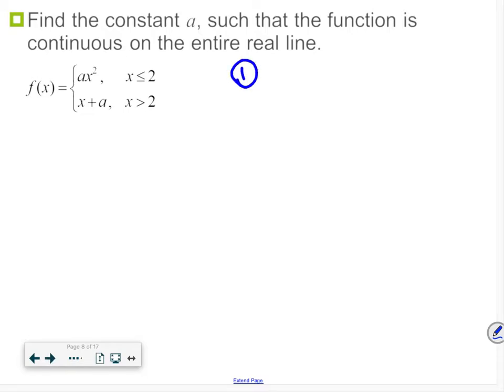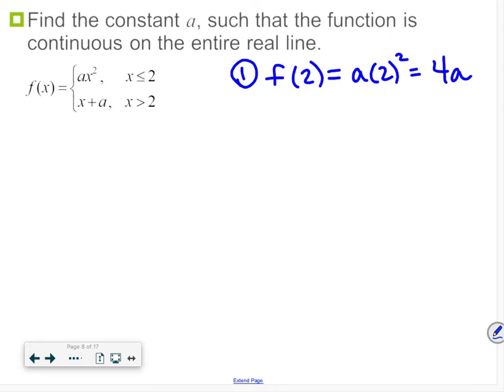Okay. Where are we worried about? Are we worried about x is 0? No, we're worried about x is 2 because that's the break in the domain. So first we need f of 2 to exist. Where are we going to plug 2 into, the top or the bottom piece? The top piece because we include 2. So we have a times 2 squared, which is 4a.